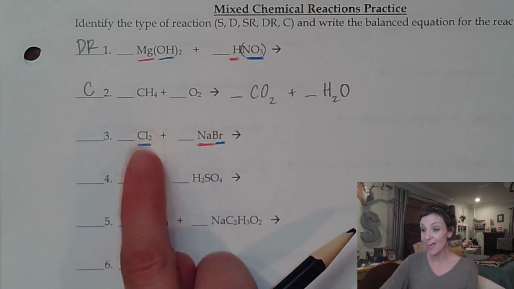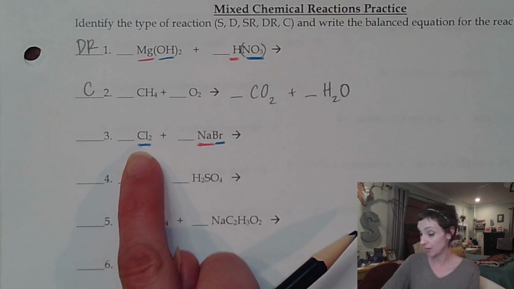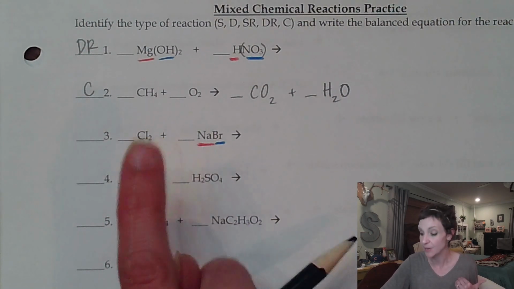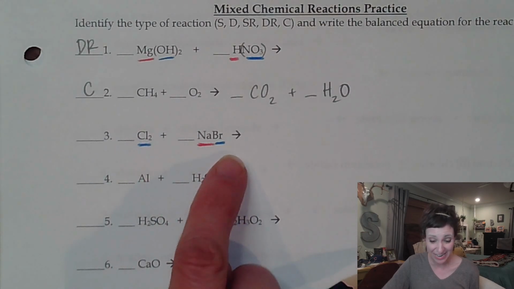That lets me know that the single person, whether he's a metal or a non-metal, will be kicking out, or trying to kick out, the other one of his same type. Chlorine is a non-metal. He's going to try to kick out bromine.